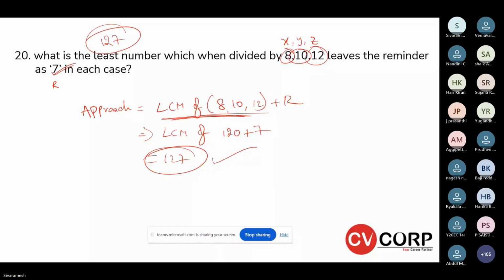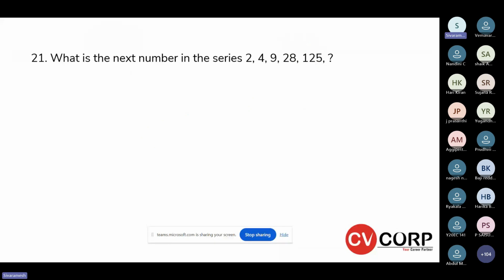Okay, next one. This is from number series. What is the next number in the series? 2, 4, 9, 28 and 125, question mark. Guys, can you try this question and post the logic or answer in the chat box? I'll give you 1 minute.